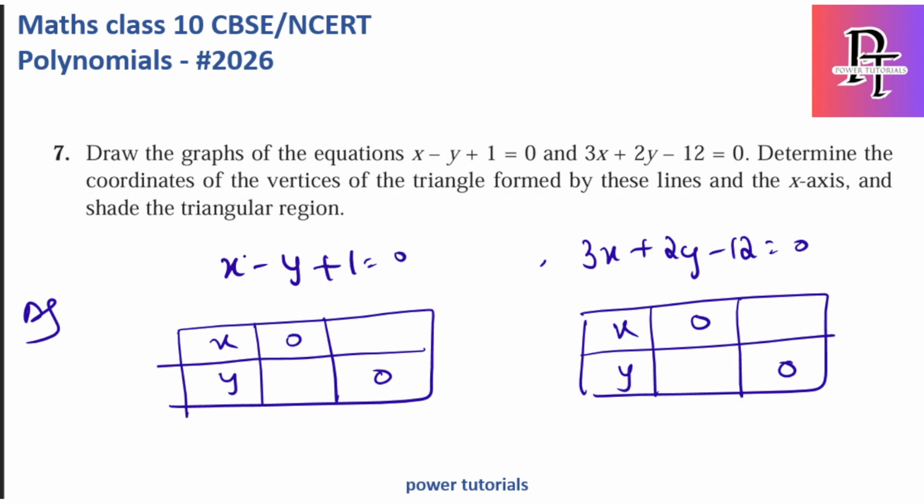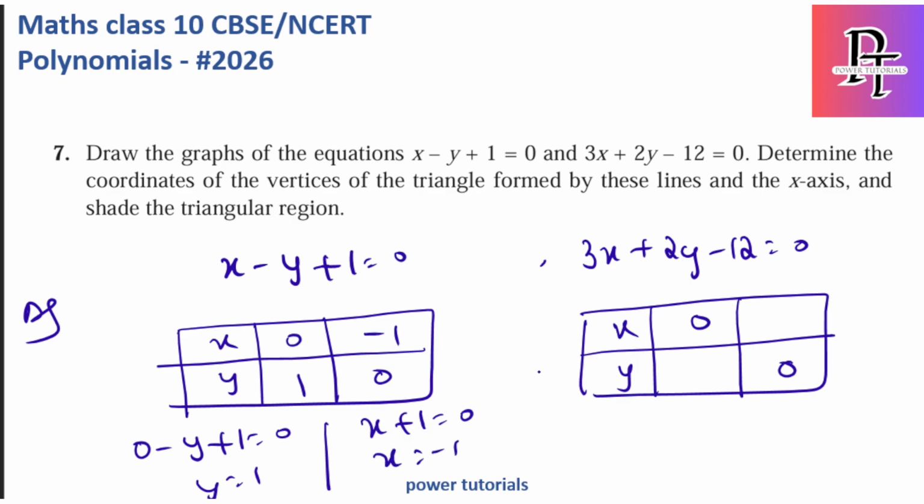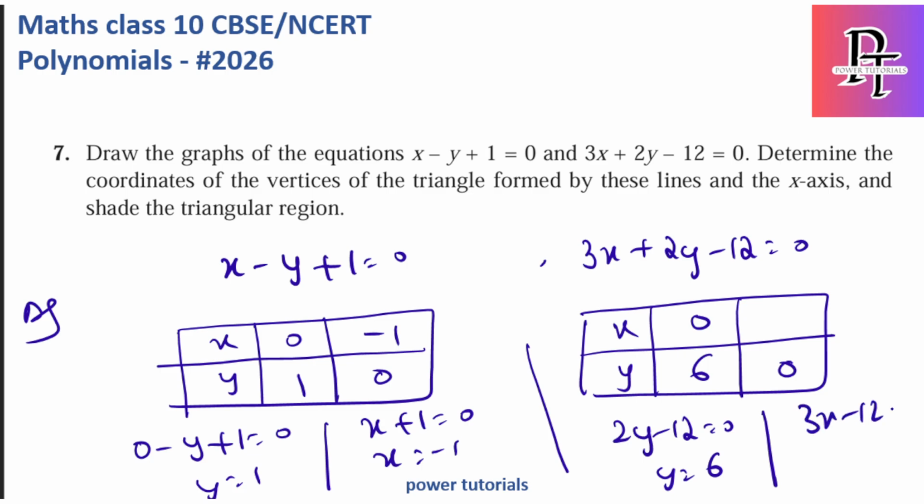The trick: keep x as 0, y as 0, and get the other points. If x is 0, then what will be the y value? 0 minus y plus 1 is equal to 0, so y will be 1. If y is 0, then x plus 1 is equal to 0, x is equal to minus 1. Same way, just do it here. If x is 0, then 2y minus 12 is equal to 0, so y will be 6. If y is 0, 3x minus 12 is equal to 0, then x will be 12 by 3, which is 4. Okay, so I got the points which are 0, 1 and minus 1, 0 for the first equation. Second equation, it is 0, 6 and 4, 0.